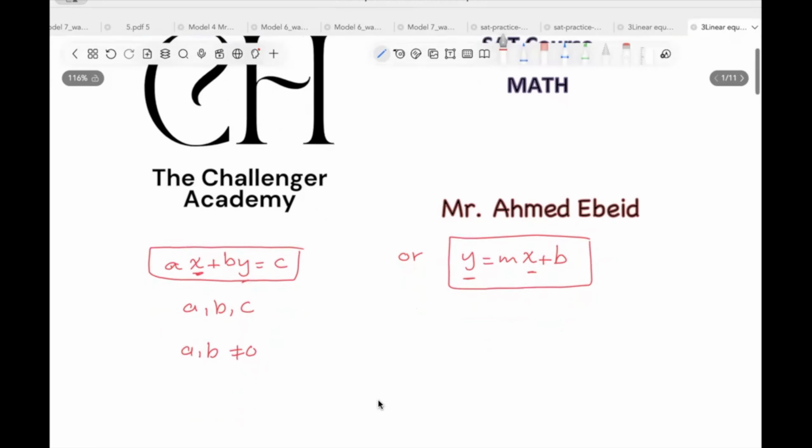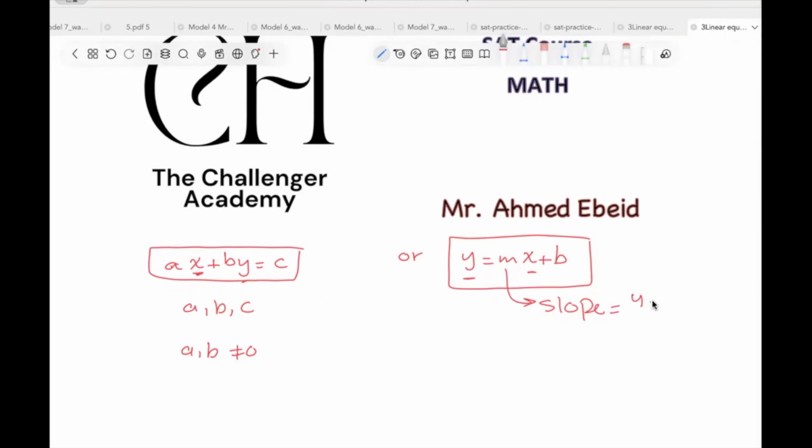How can we graph a linear equation? It's represented as a straight line, as we know if you use Desmos or any application on your laptop or any website. But before starting to graph, you have to know that if you have y equals mx plus b, m is called the slope. And how can we find the slope?